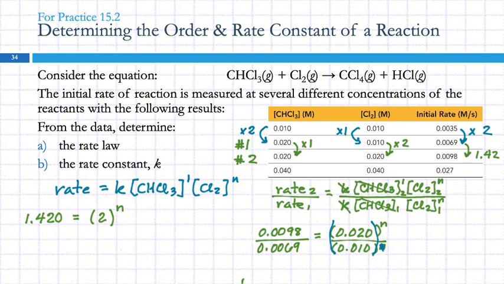But we can also do this if we just remember some logarithm rules. So what we're going to do is take the logarithm of both sides. So the log of 1.420 is equal to the log of 2 to the n power. When you take the logarithm of something raised to a power, that is equal to the exponent times the log of that number. If you don't believe me, there's an appendix in the back of the book that goes over all of this. So the log of 1.420 is equal to n times the log of 2.